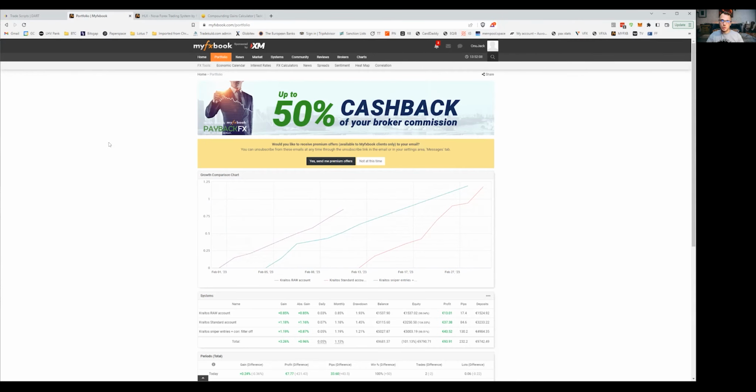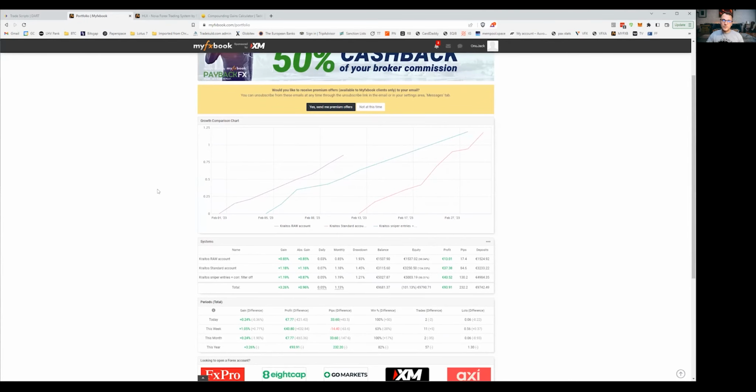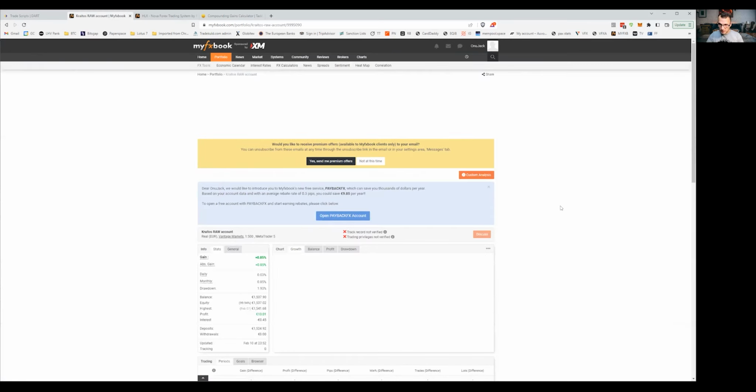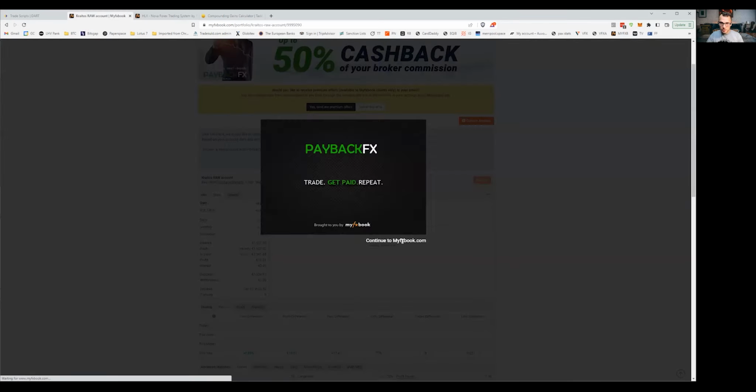So here I open the MyFX book page. It's a third-party solution for traders, for investors, for EA testers, for EA users, for manual traders. What it does is it links to your trading account and pulls all the history, all the data, and then presents it in a form that is easily digestible, easily analyzable, if that's a word even. With Cratos, I first started with a raw type account, and so I'm going to show you the live account that I started with Cratos.